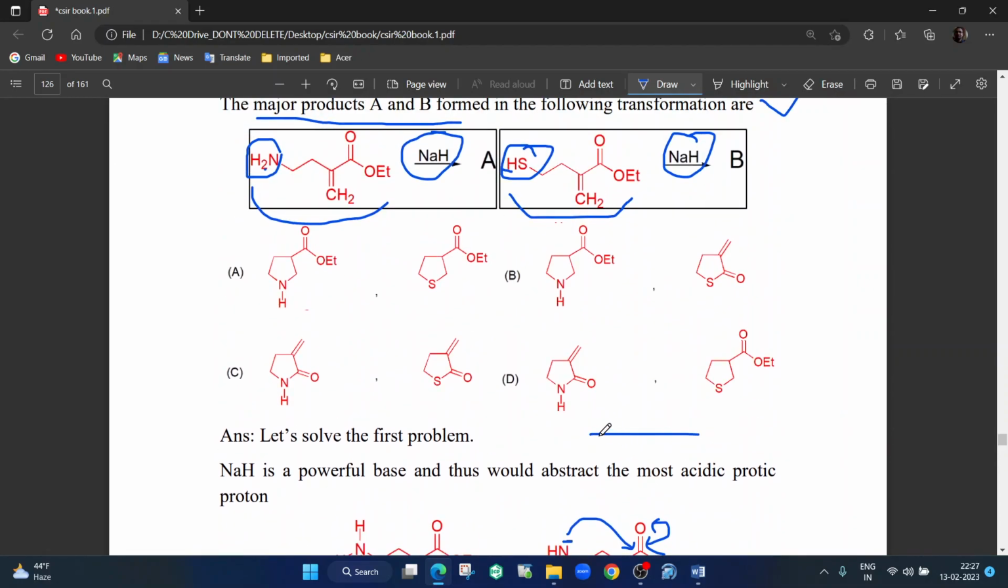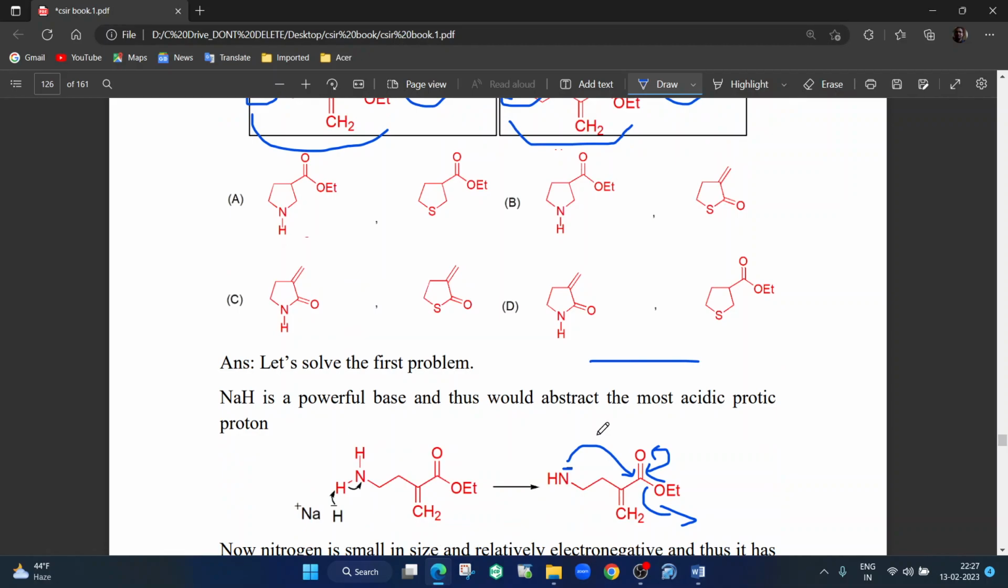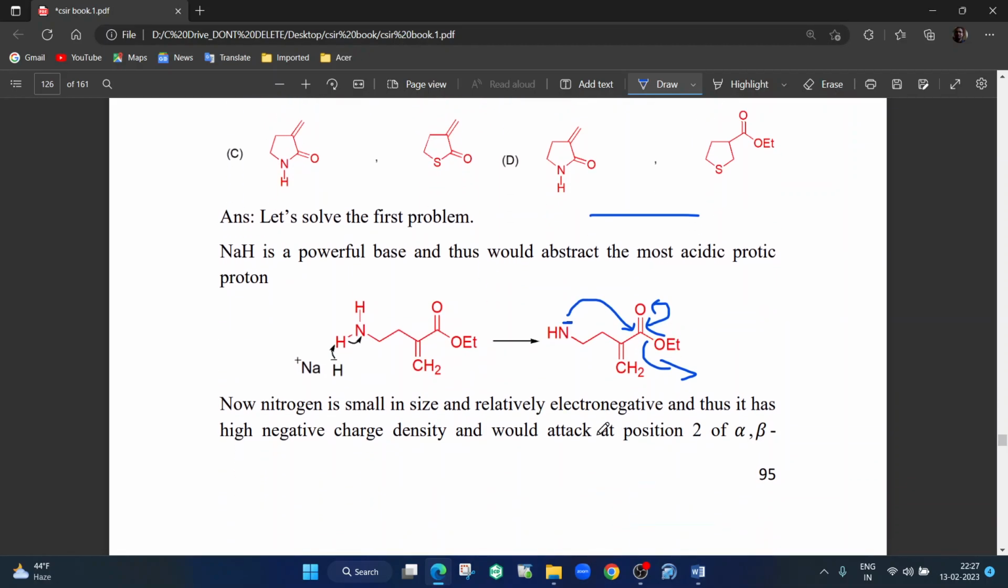Answer is option D. So, I will go slowly, you please read the whole thing, whatever I said is written here, you can pause it also.